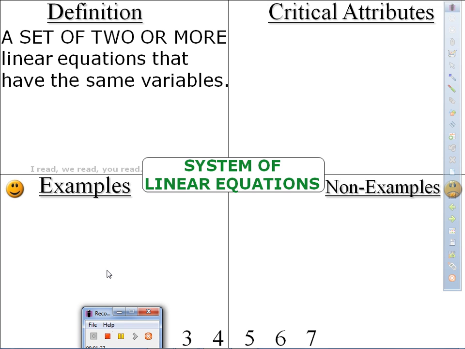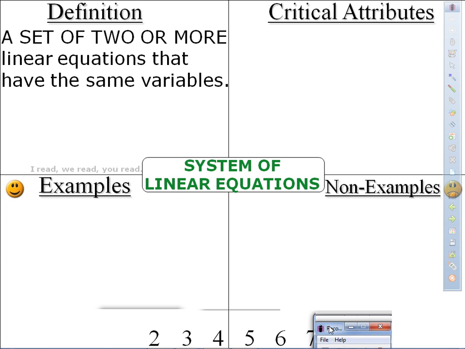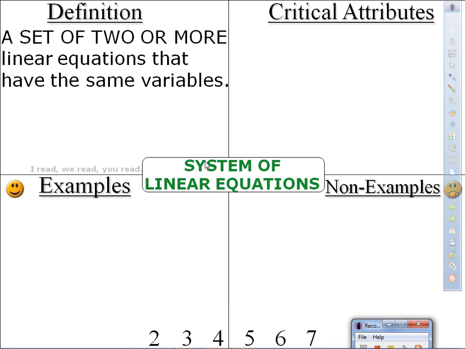All right, pens down really quick. Let me go over the definition with you and make sure we understand it. It says a system of linear equations is a set of two or more linear equations. That's the first thing it needs to meet. The second thing is that they have the same variables. So let me give you an example. Don't copy this down, just pay attention.